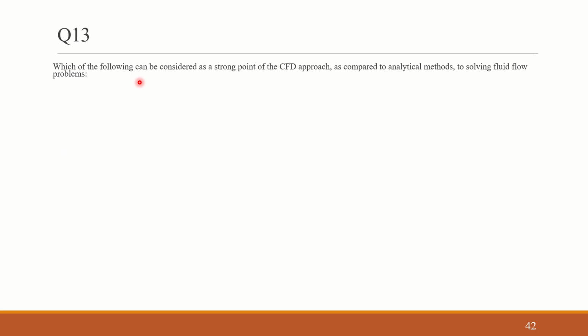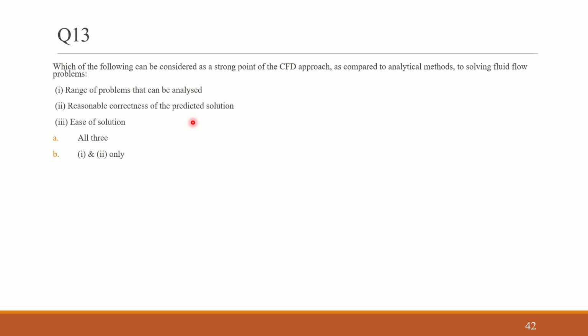Which of the following can be considered as a strong point of the CFD approach as compared to analytical methods of solving fluid flow problems? Option 1, range of problems that can be analyzed. Option 2, reasonable correctness of predicted solution. Option 3, ease of solution. What are the right ones from here? Option A, all 3. Option B, 1 and 2 only. Option C, 1 and 3 only. Option D, 1 only.